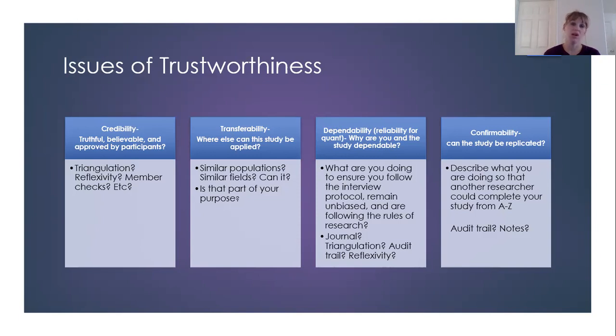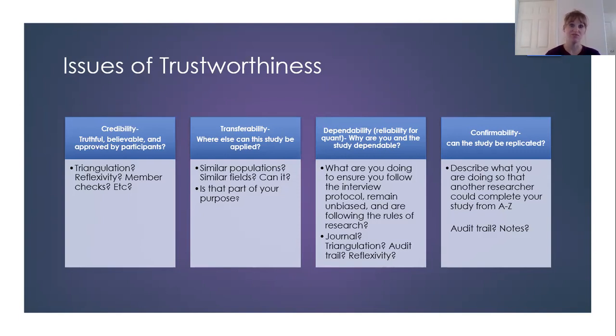Dependability, or in quantitative research, it's called reliability. So why are you and this study dependable? What are you doing to ensure that you followed the interview protocol, that you remained unbiased, that you're following the rules of research? Go over it. Did you keep a journal? Did you use an audit trail? Again, reflexivity, triangulation, all of these different things you can use to show that your work is dependable.